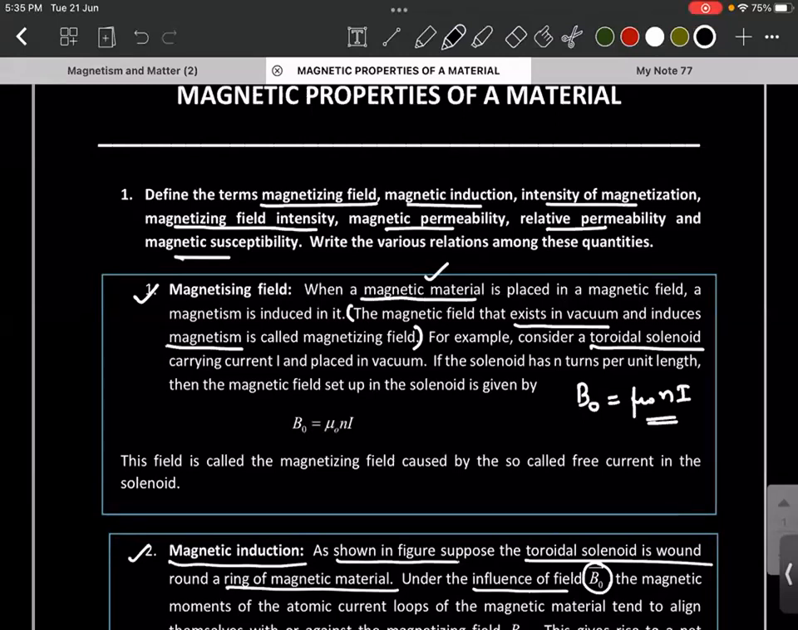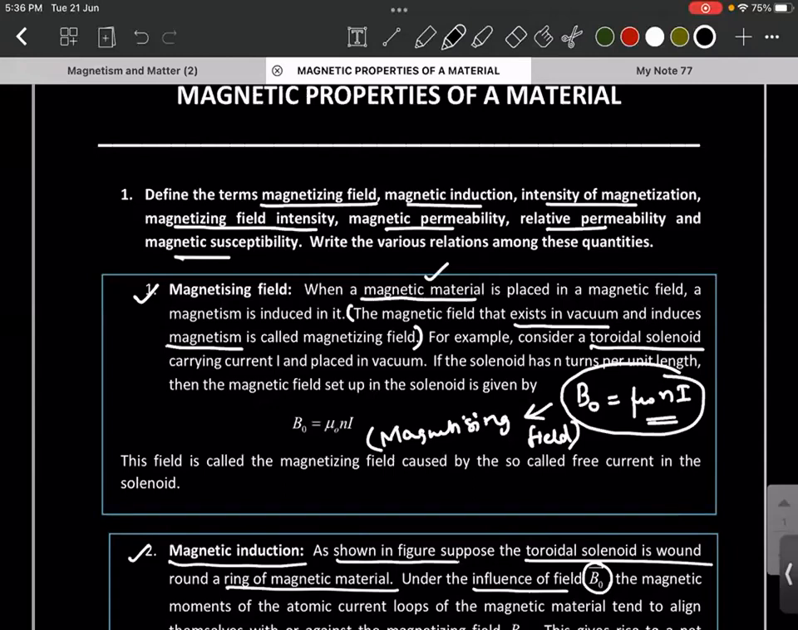Now, when this magnetic field of mu naught N I is passed through the steel rod, magnetism is induced in it. So in this case, this B naught equal to mu naught N I is what is called the magnetizing field. Is it clear, guys? Yes, sir.